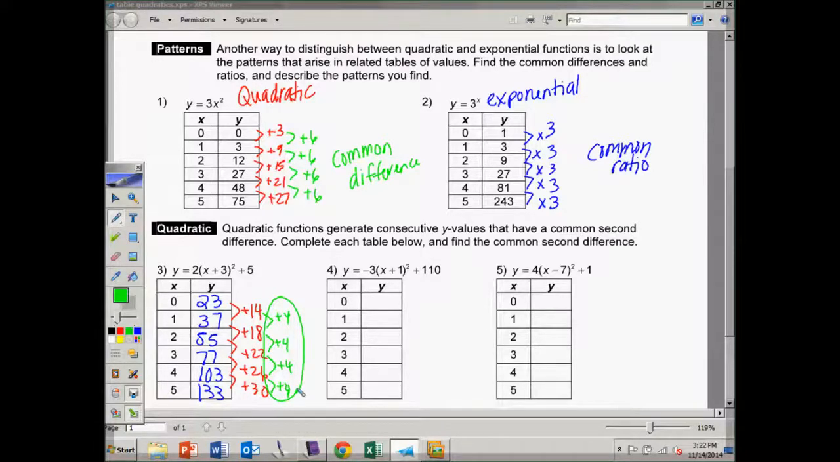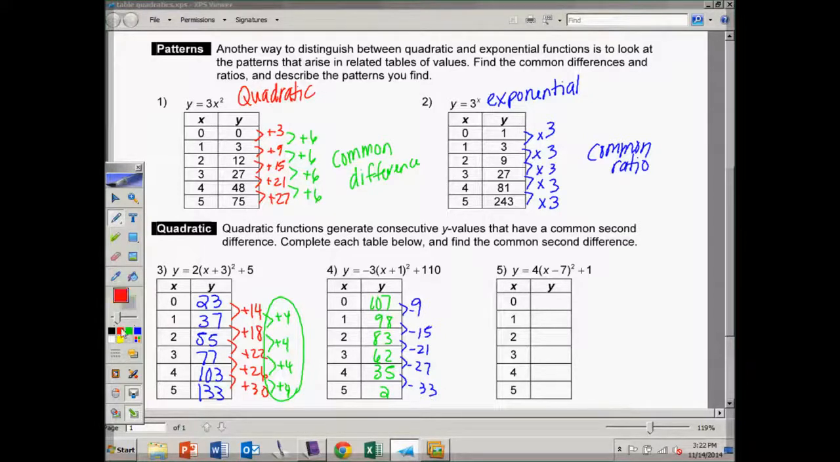All right, what's 0? 107. 1, 98. 2, 83. 3, 62. 4, 35. And 5, 2. All right. Way to work together. How'd I get 107 to 98? Let me subtract this. Minus 9. Minus 15. Minus 21. Minus 27. We're subtracting, right? And then minus 33.